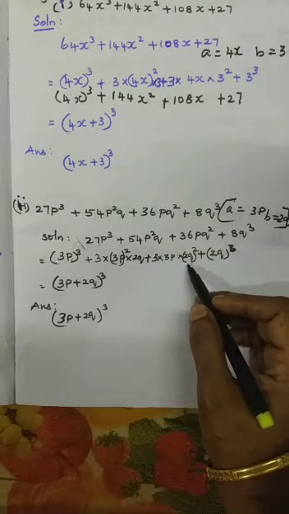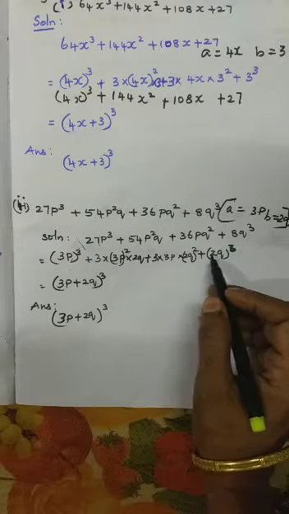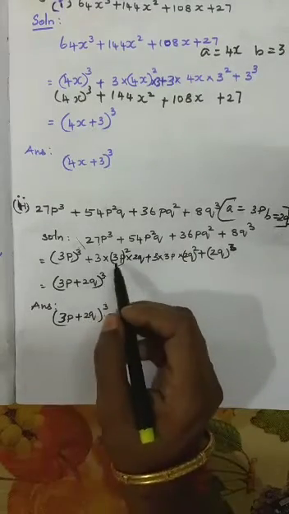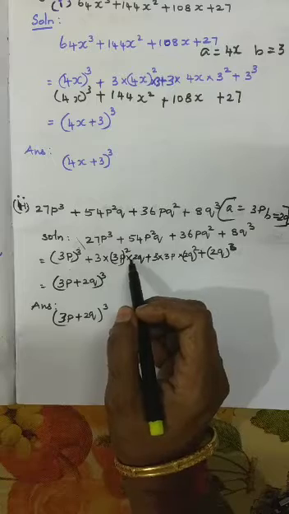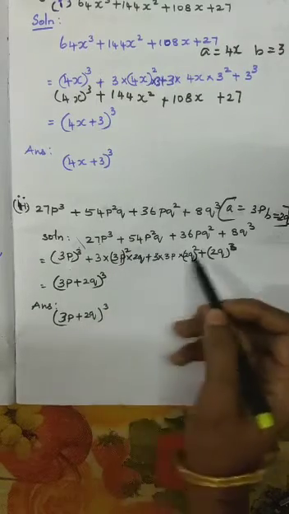Then b square, that is 2q the whole square. Plus 2q the whole cube. Now see, 3 3s are 9 here. Here 3 2s are 6. 9 6s are 54. Yes, 54 p square cube.